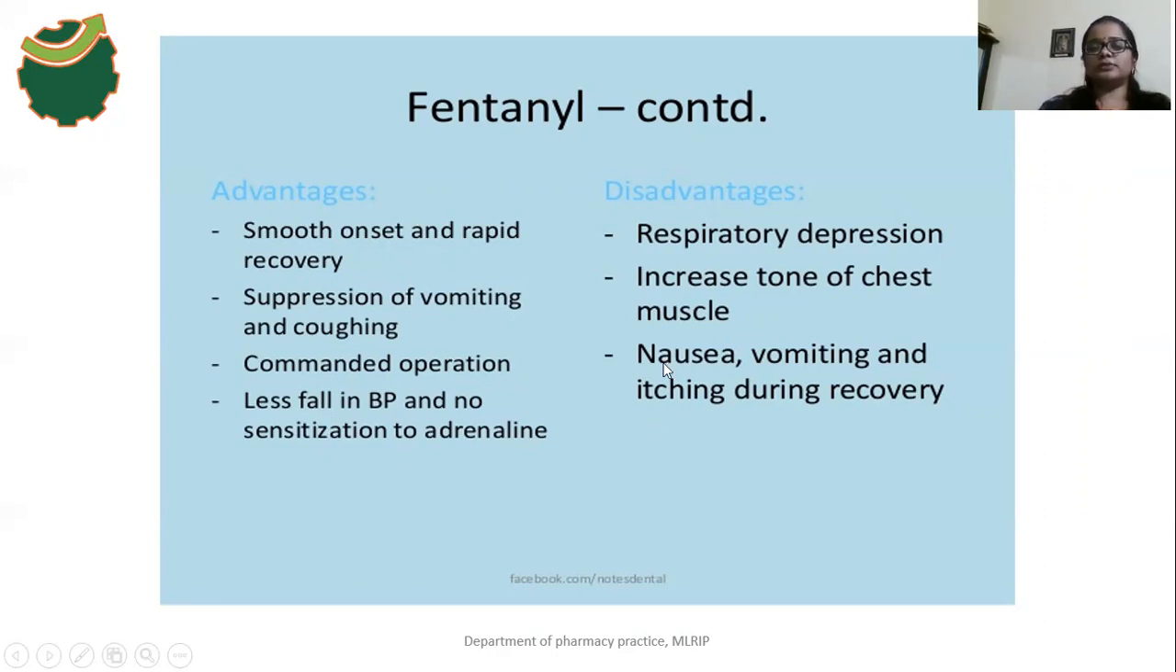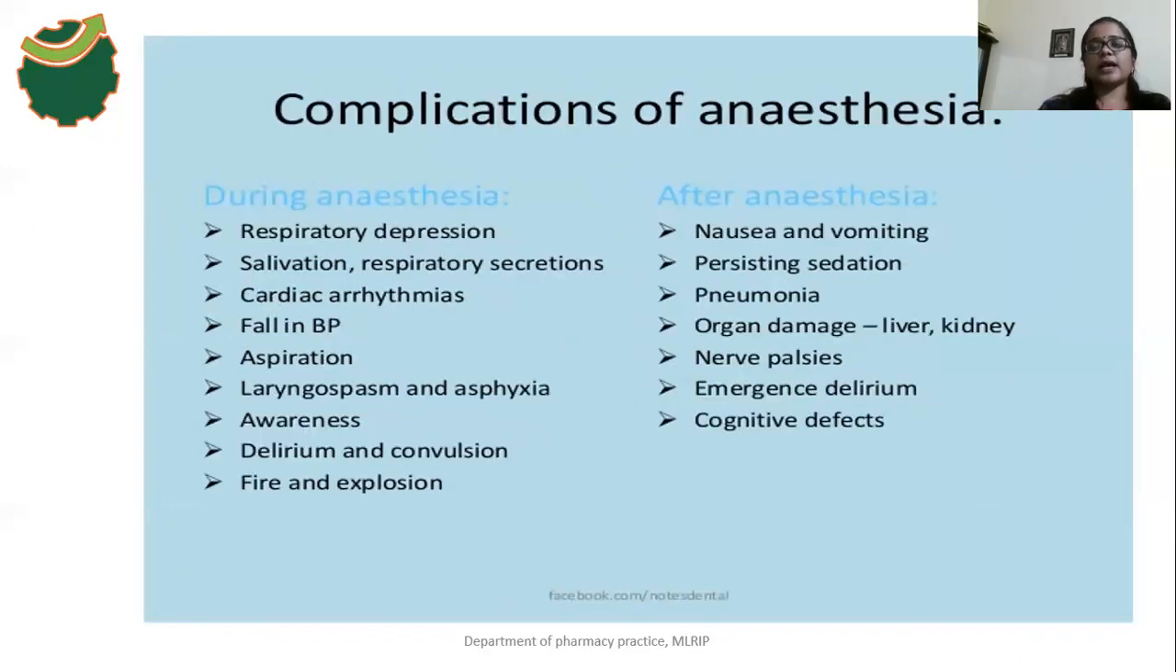Okay, respiratory depression also occurs, and the tone of the chest muscles increases, and nausea, vomiting and itching occur during the recovery. During the surgical procedure there is no nausea, vomiting or cough, but during the recovery phase nausea, vomiting and itching also occur. The chest muscle tone also increases, and respiratory depression also occurs. These are fentanyl's disadvantages.